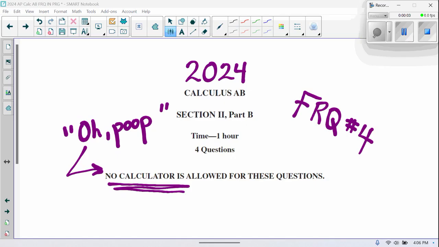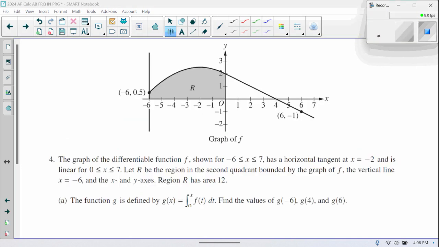And here we are, back with the 2024 free response question 4 AP Calculus AB exam. I'm still running on this high here. Still running on fumes, people. Let's get going. We don't get a calculator. Oh, poop. But we'll be okay. Let's go.